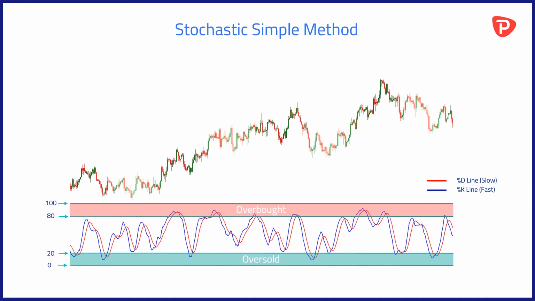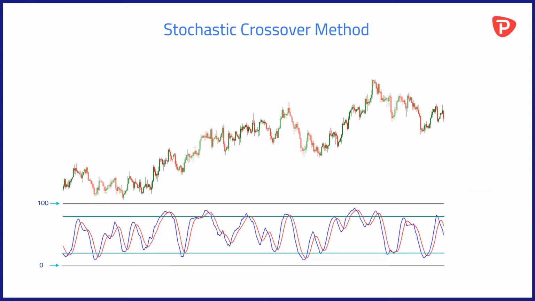Let's now take a look at the crossover trading method. A more effective method for trading the stochastic is similar in style to the one we just worked through, only this time the signal line crossovers are used as confirmation. You prepare your charts in the same way as the simple method, by drawing the 80 zone and marking it overbought, and then drawing the 20 zone and marking it oversold.